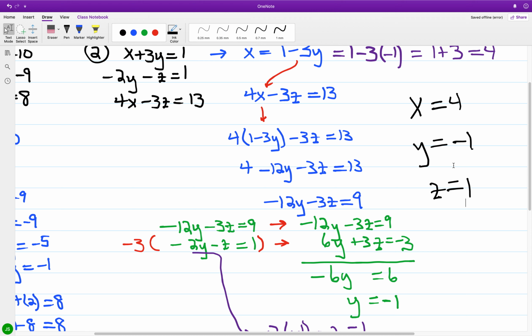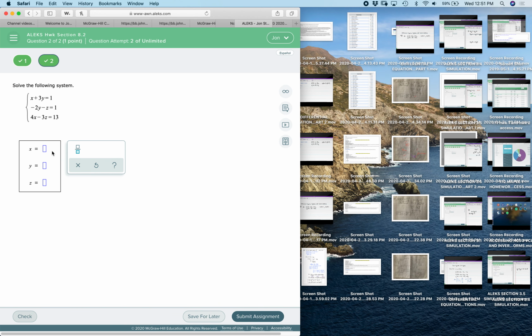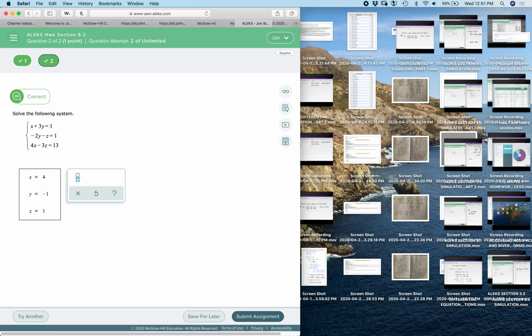If I look at what I have now, I got 4, negative 1, and 1. So just filling in, I got x at 4, y at negative 1, and z at positive 1, and checking the result, the outcome is correct.